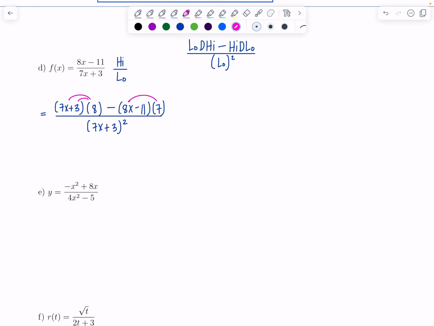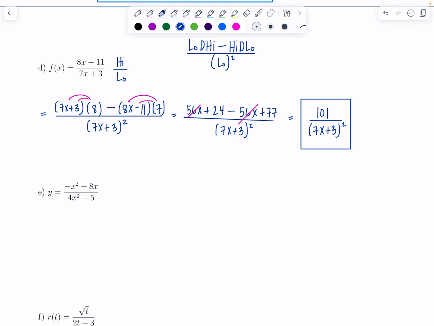All right, so let's clean up now. Just distribute and then see if you can combine some like terms. So what is this going to be? 56x plus 24 minus 56x, watch this, plus 77. Did you get the plus? Oh, good. Well done. Over 7x plus 3 squared. And then are you noticing anything we can simplify? Exactly. 56x cancels out. Then I just have 24 plus 77. So that's going to be 101 over 7x plus 3 squared.